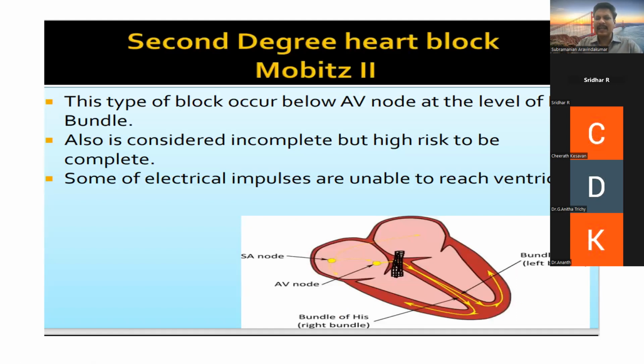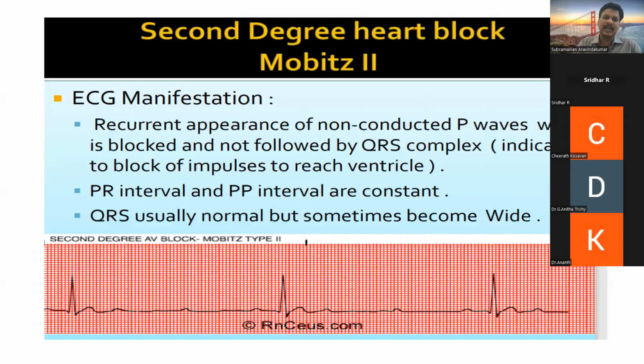Coming to the second degree AV block. Second degree AV block could be either in the AV node or infra-Hisian, the bundle of His or below. So it could be anywhere in the conduction system from the AV node to the bundle of His. This type of block occurs below the AV node at the level of the His bundle. It's also not functioning properly, like the AV node in Mobitz type 1; type 2 also is not functioning properly. So sometimes it conducts, sometimes it's not conducting.